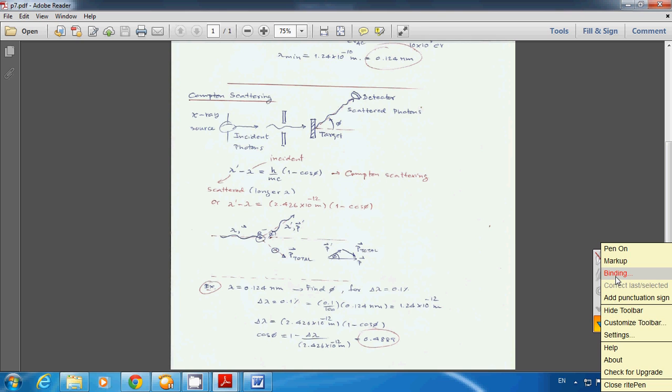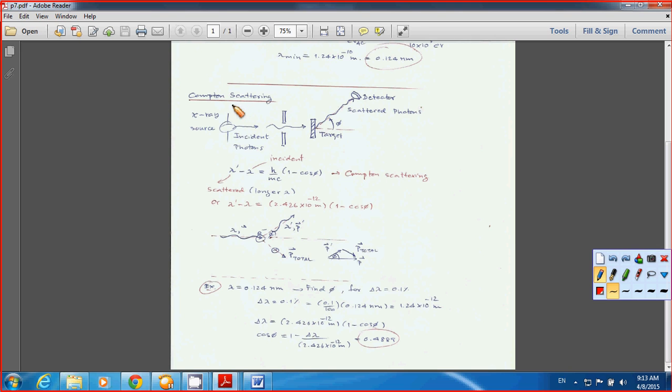Now it's talking about Compton scattering. What does it mean, Compton scattering? Compton scattering is simply when you have the input source, let's say lambda, you can change your wavelength of the light or the photon to be your new lambda. That's what our Compton scattering means.